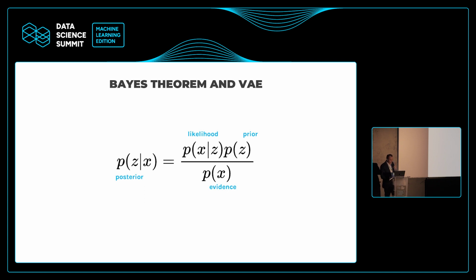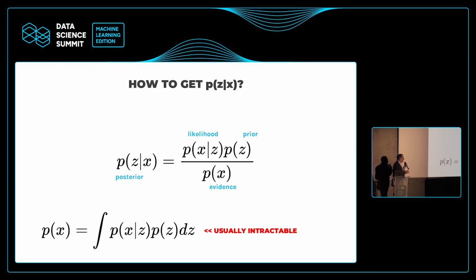So we could think that, okay, all we have to do is somehow calculate this. The problem is that in order to calculate the probability of Z given X, we have to know what the evidence is. And to calculate the evidence, we have to calculate the integral over Z, over the entire latent space. And usually, it is intractable. We cannot do it easily in an analytical way. So what do we do instead?